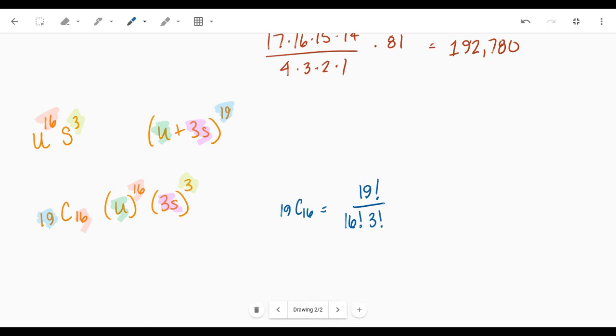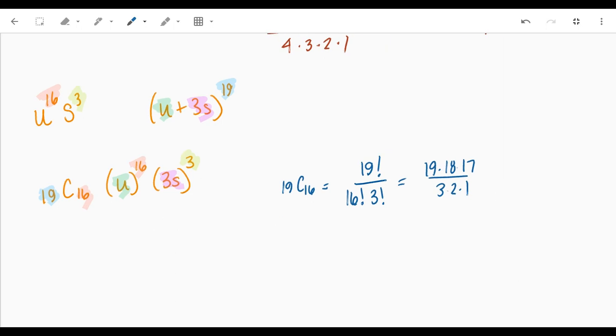Okay. So again, that'll be 19 factorial over 16 factorial, which is 19 times 18 times 17 over 3 times 2 times 1. Okay, so we'll have 19 times 18 times 17 over 3 times 2. I'm not going to write the 1 because we don't really need it. Okay, and then we would have u to the 16th, and then the 3 to the 3rd times s to the 3rd, to get us the coefficient there.